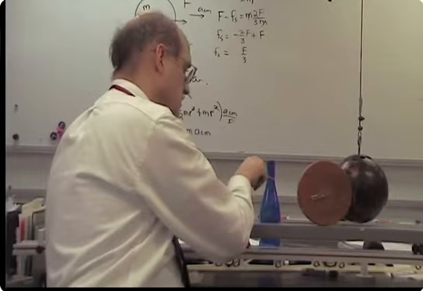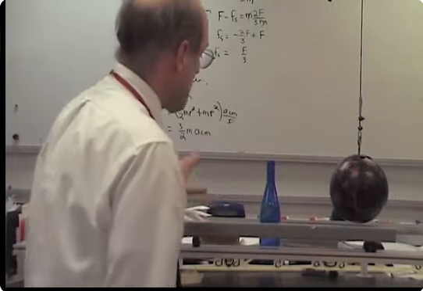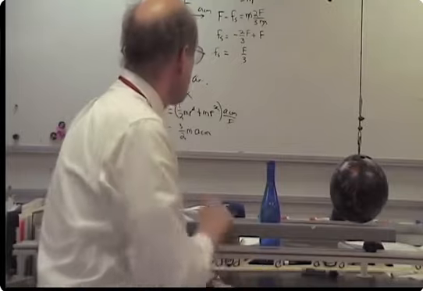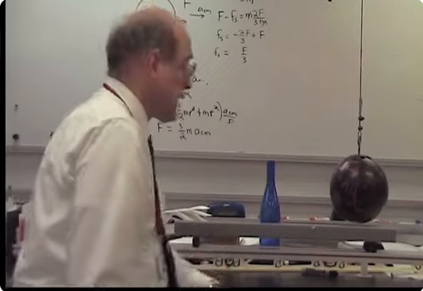Okay, so here we go, 1, 2, 3. And you can see it did that. So the force of static friction on the disk is in the opposite direction of the force that we apply at the axle.